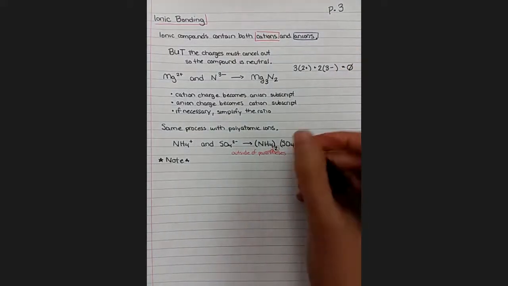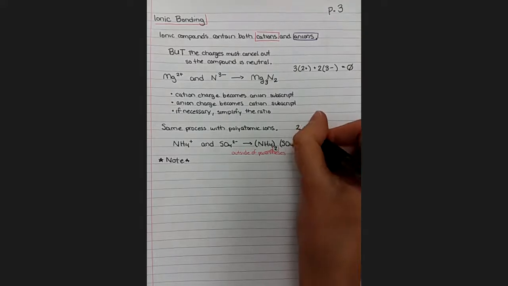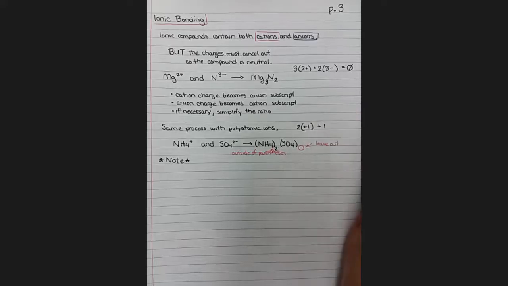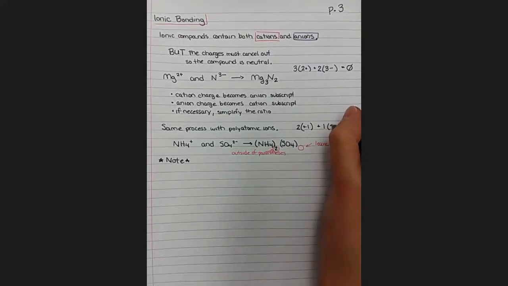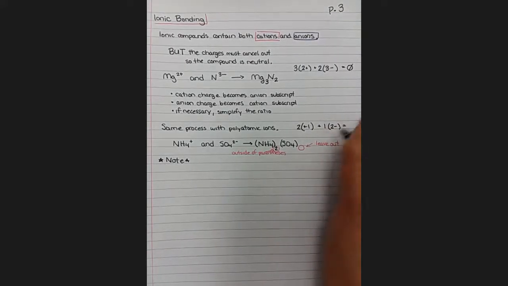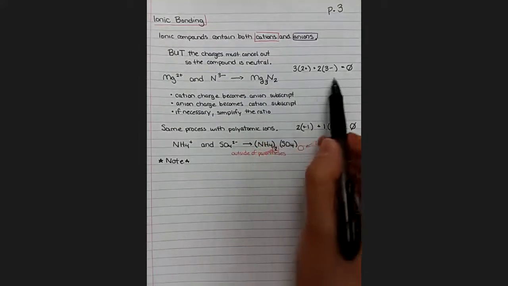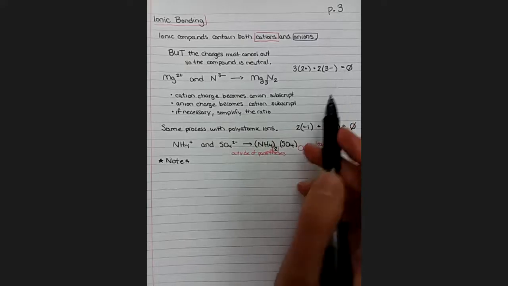And the same is true for this one. We have 2 of those NH4 plus units, which have a charge of +1, plus we have 1 sulfate unit, which has a charge of 2 minus. And +2 plus 2 minus is 0. So if you created your ionic compound correctly, it should have a total charge of 0.